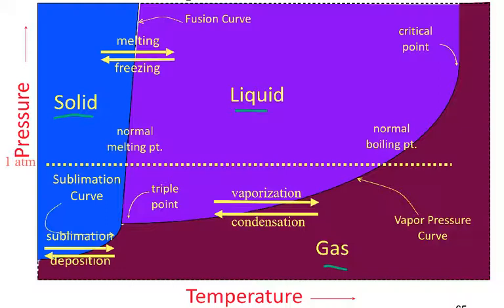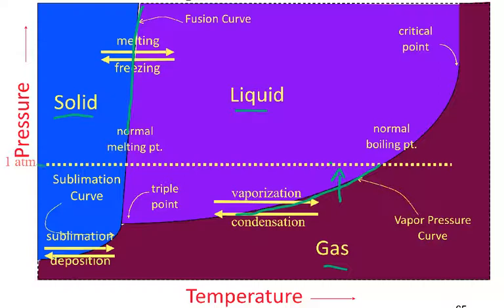Gas is at the highest temperatures. And then as you increase pressure from the gas phase, you go over the vapor pressure curve and go from a gas into a liquid. So this curve here is called the vapor pressure curve, giving the pressure and temperature where that phase change happens. Then this curve is called the fusion curve, where melting and freezing happens as you increase in temperature at various pressures.